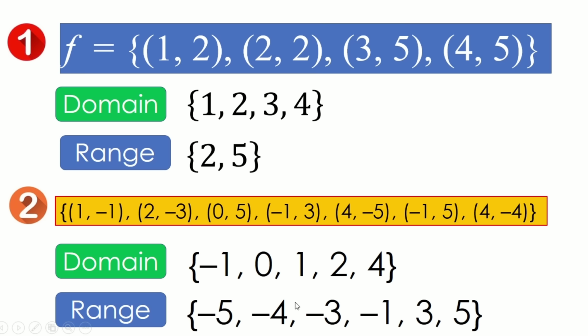Ganyan lang kapag given yung mapping diagram. Halimbawa, doble yung A natin dito, so isa lang ang i-represent ko doon sa domain nyo.